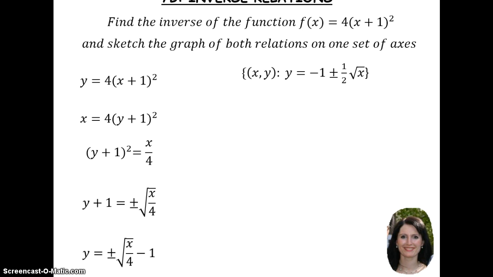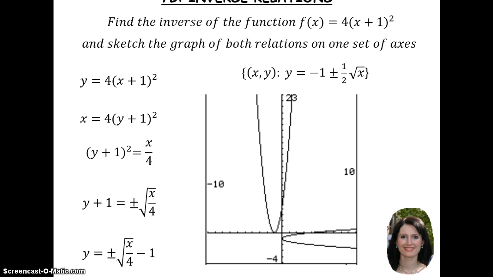And notice how the negative 1 comes before the plus or minus half root x. The half root x, that's come from where I've solved root 4. So where we've got root x over root 4, root 4 is 2. So that's 1 over 2, and root x stays as it is.